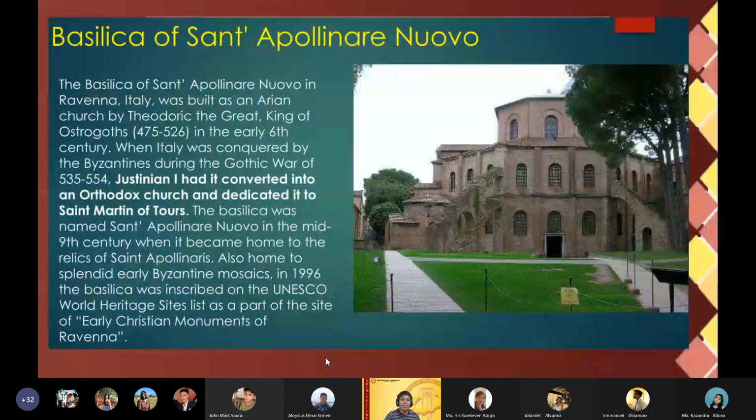Another example here is Basilica of Saint Apollinaire Nuovo. So this one is not actually an example of Byzantine architecture, but it was included in this presentation because the construction started during early Christian architecture. The design was made during early Christian architecture, but it was finished during the Byzantine architecture. Nakadugay ang pag-create. So again, no, 475 to 526, because Byzantine architecture nag-start around 500.